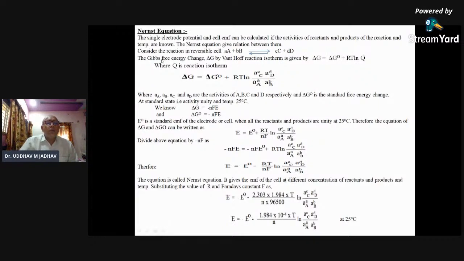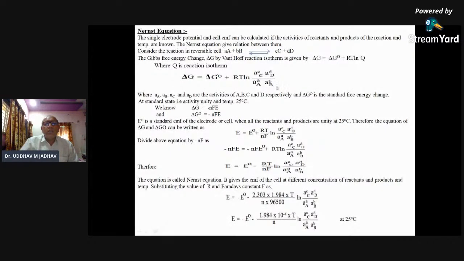Now according to the Gibbs free energy, given by the van't Hoff reaction isotherm, it is given by delta G is equal to delta G naught plus RT ln Q. Now here Q is the reaction quotient. This reaction quotient is nothing but the ratio of activities of product upon activities of reactant. Here it is given. And in these activities, C and D are for the product, and A and B are for the reactant.